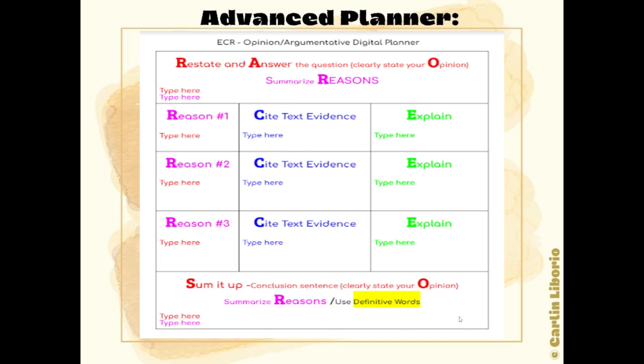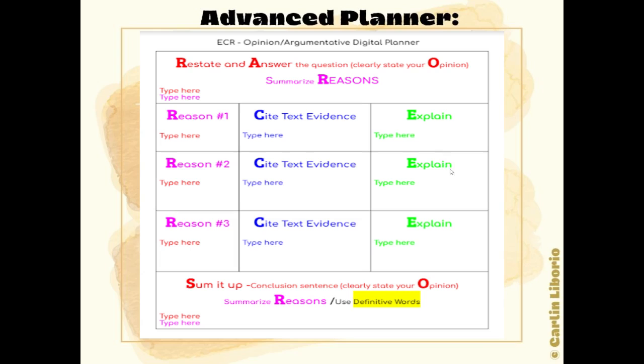And then as they get higher and higher throughout the year, the idea is that then they could go in and they can make it their own. They can add synonyms, they can say it in a different way, they can add in definitive words, things like that. But I think at this stage in the game, what I've noticed is it really helps the students to give them a format to follow, give them a pattern that they can follow.